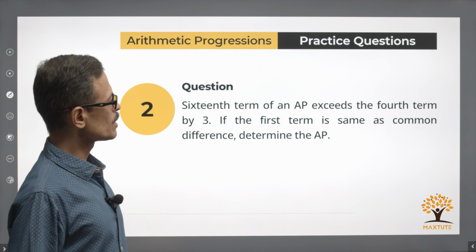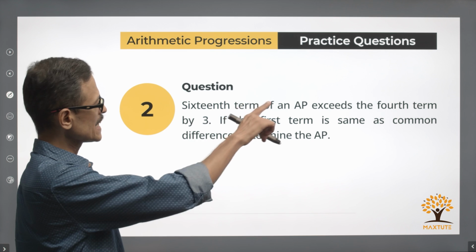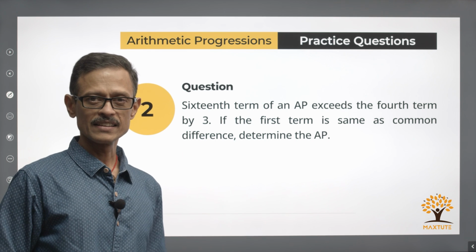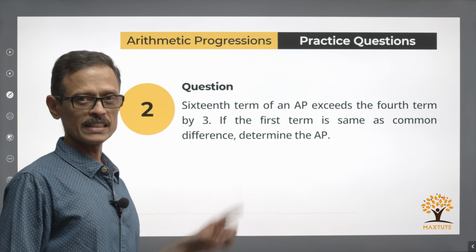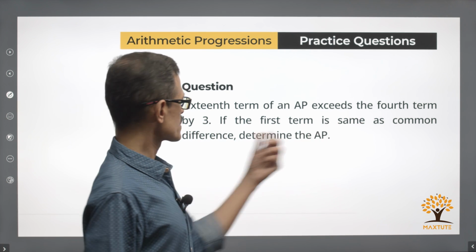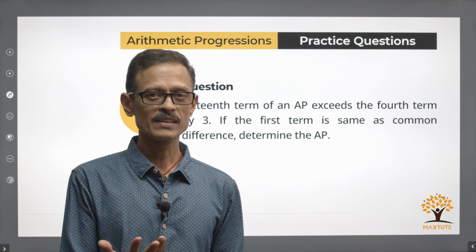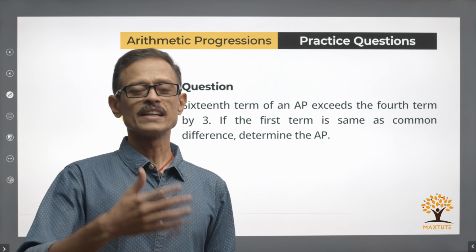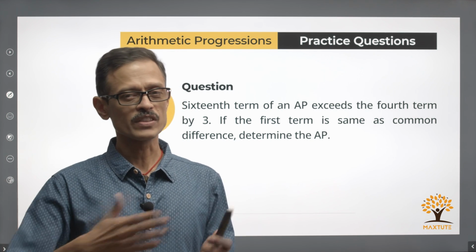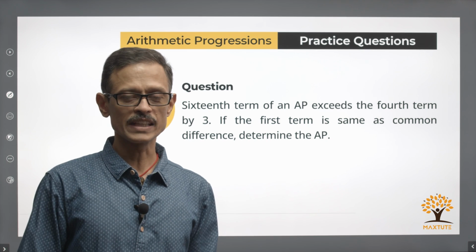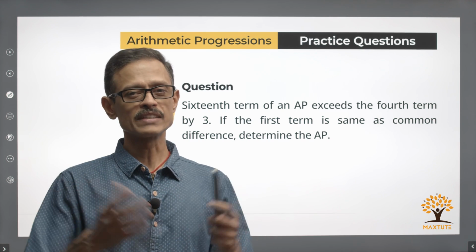The 16th term of an arithmetic progression exceeds the 4th term by 3. So we'll just make sense out of it in the next slide. If the first term is the same as the common difference, determine the AP. What do we mean by determine the AP? Write the first 3 terms of an AP. Tell what is the first term, say what's the common difference, figure out the first 2 or 3 terms of the AP, 3 terms at least, then we know that we have determined the AP.